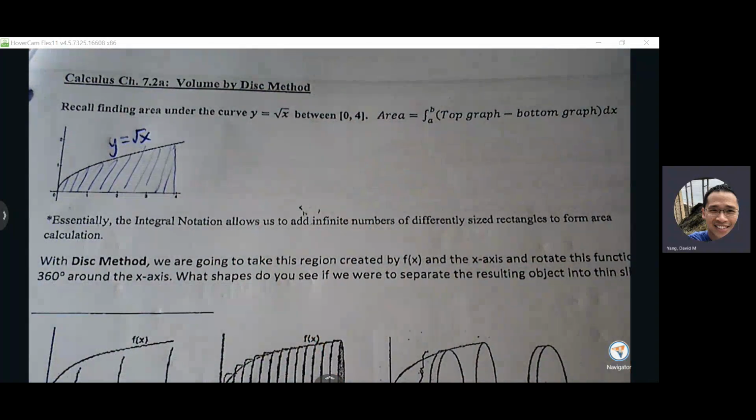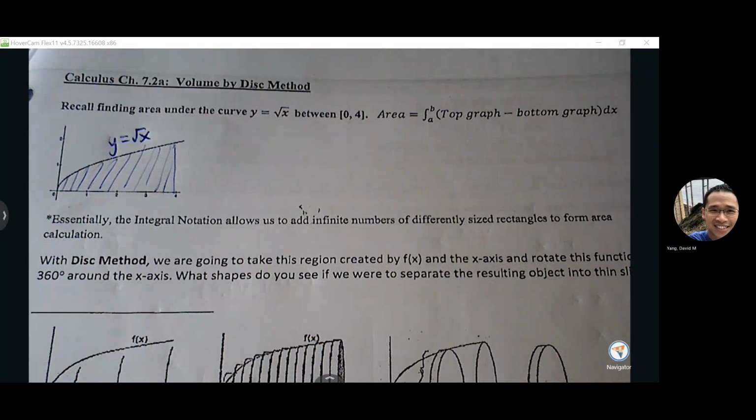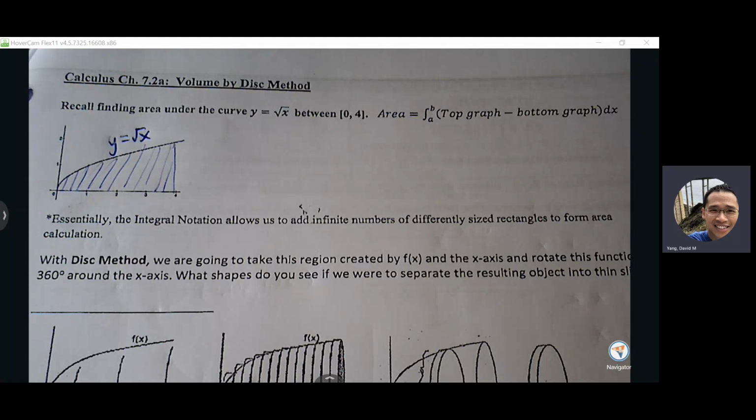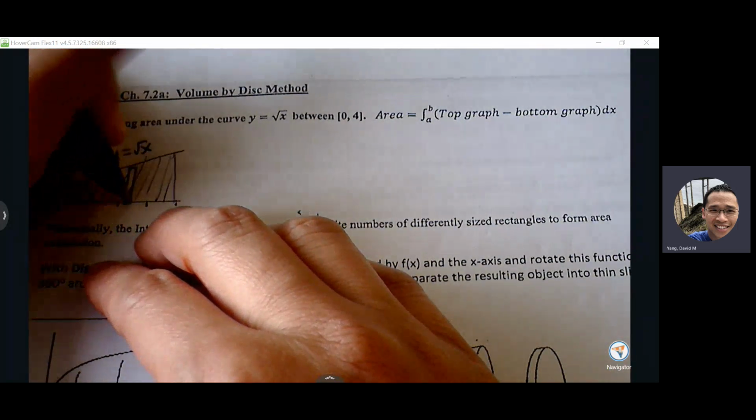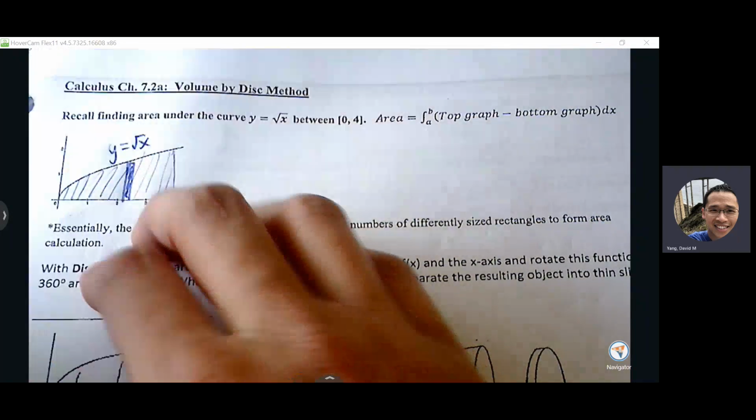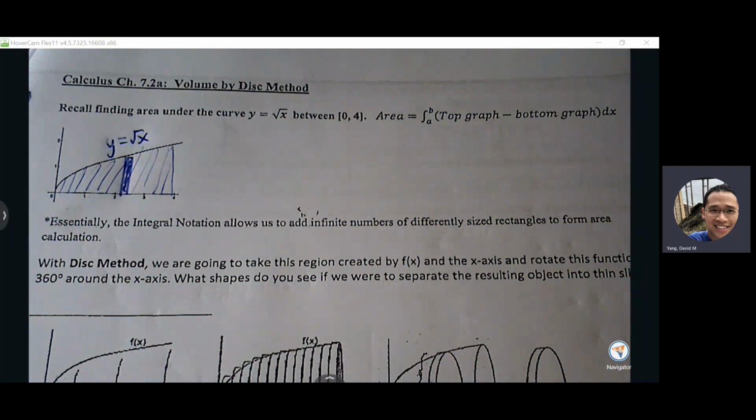This is nicely set up for top minus bottom. The integral will just be from a to b, top graph minus bottom graph. What's the top graph? Yeah, square root of x. What's the bottom graph? 0. Okay. And I talked about how we want to have imaginary rectangles extending from one end to the other, right? We're stacking these infinitely thin rectangles and adding them up to find the area.